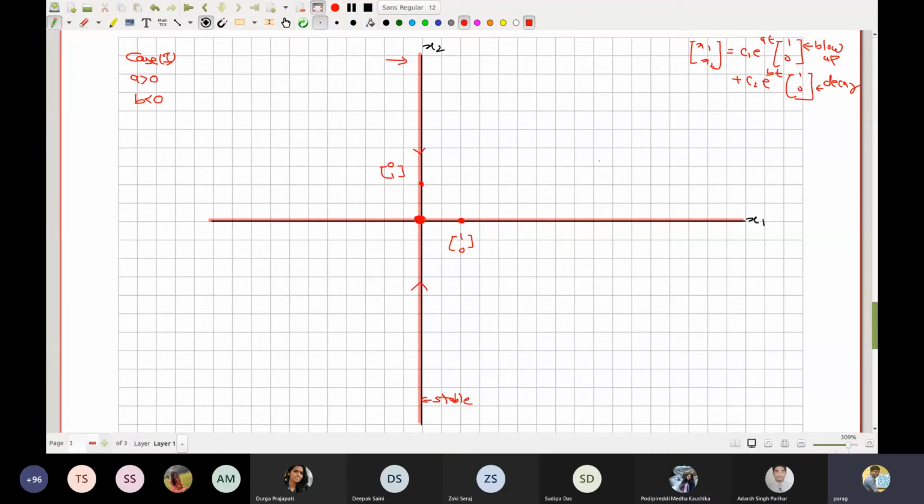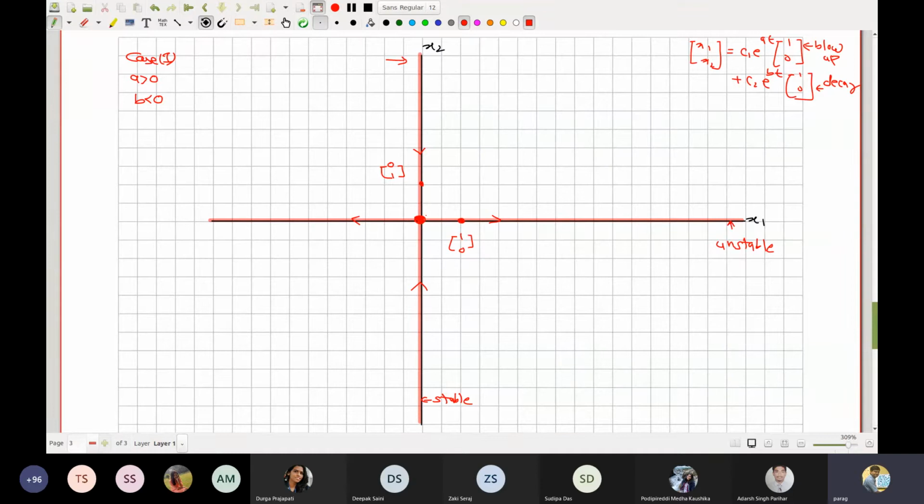Now a is greater than 0, which means the corresponding eigenvector is (1, 0). So this axis is the unstable axis. So solutions will diverge away from (0, 0) as time increases.